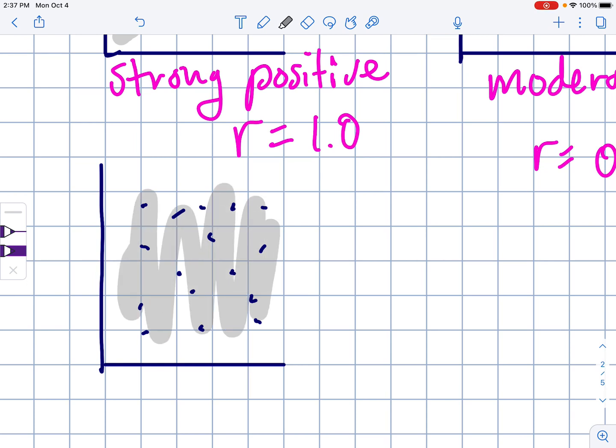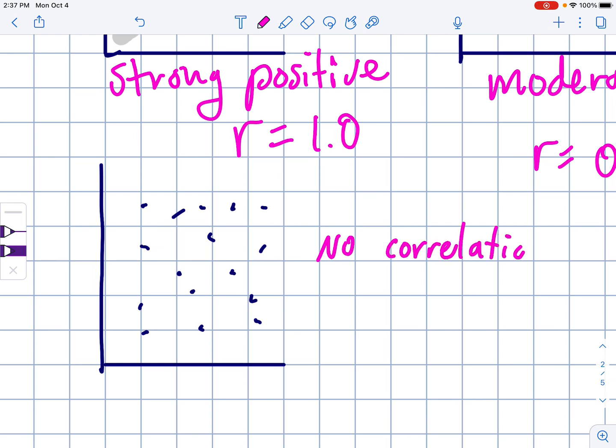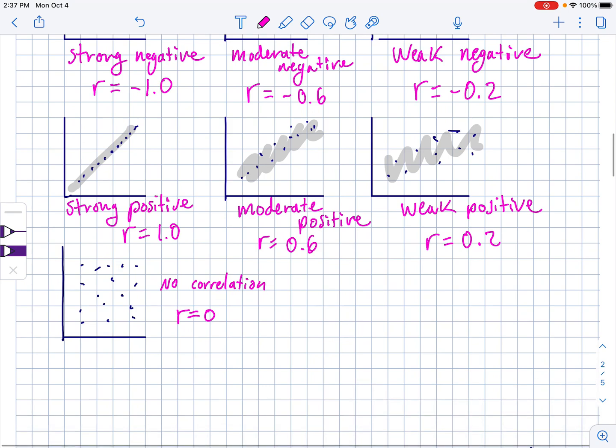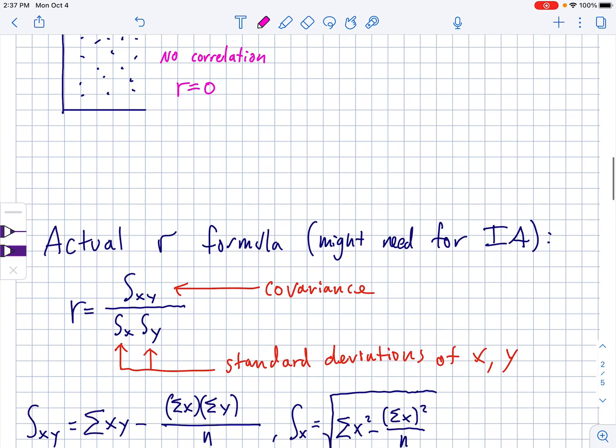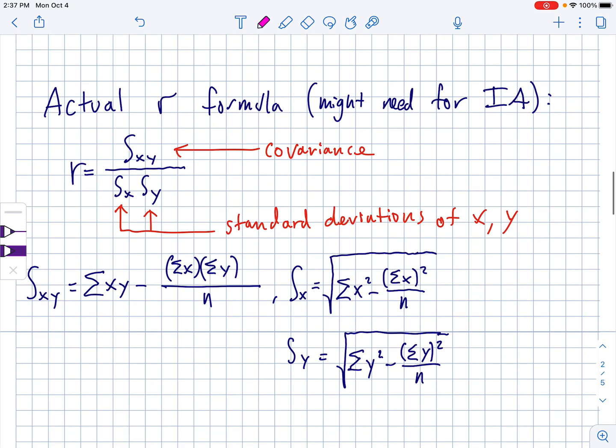The last situation you can have is this guy right here, where it's just like the snowstorm, like there's not really a trend. You can't really say it's going uphill or downhill. It doesn't have a lot of correlation. So we'll call this no correlation. This would be like an R equal to 0. 0 means that there's no strong relationship at all.